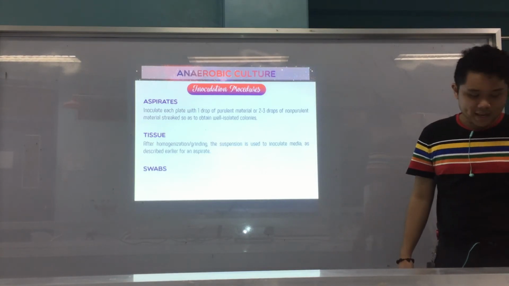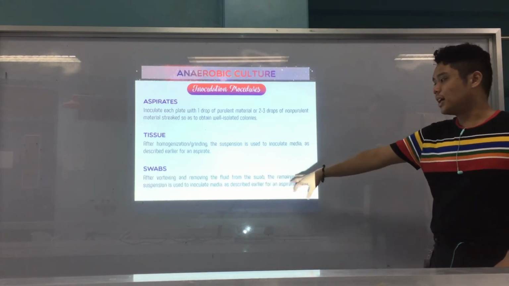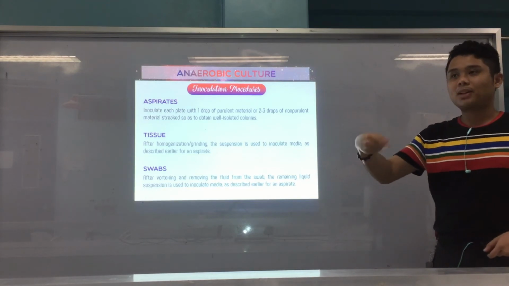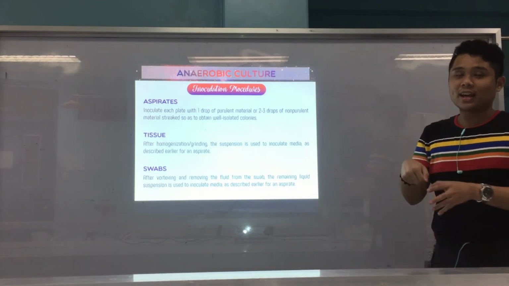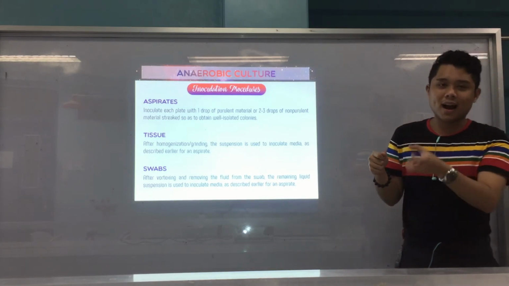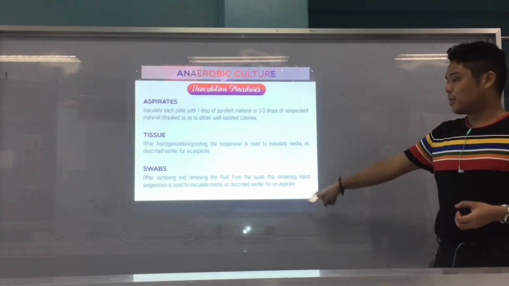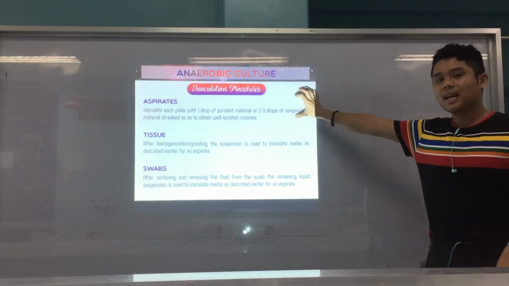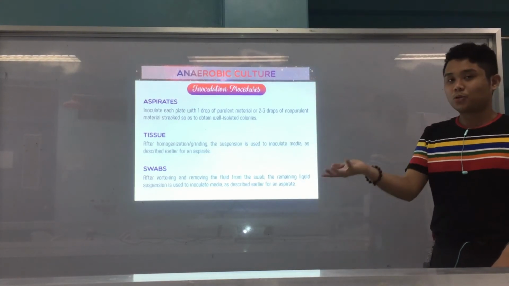Ayan. And for swabs, again, vortexing, removing the fluid from the swab. So, imo siyang ipatuyok gamay or imo siyang i-vortex para again makuha itong mga katong nitapot sa swab na mga kagaw or fluid. After that, remaining liquid, suspension, still the same. A drop, 1 drop or 2 to 3 drops.